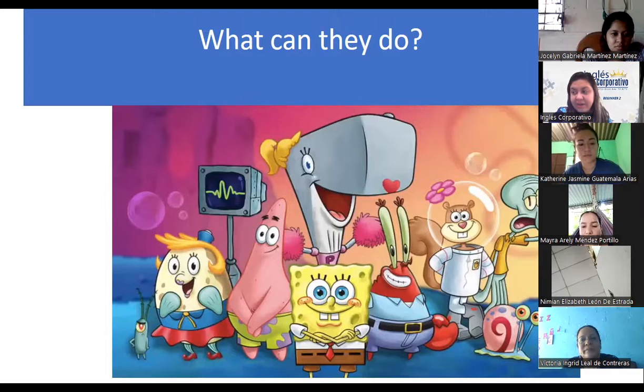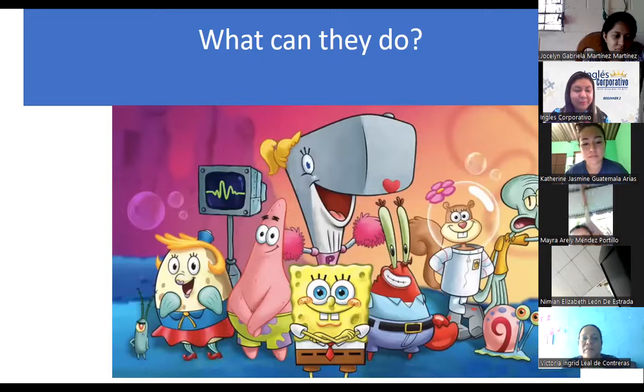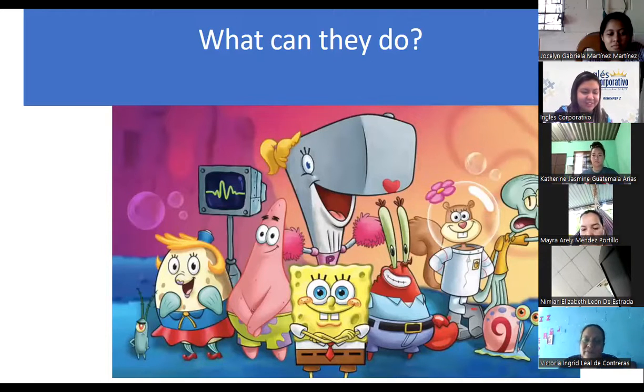Okay, what about Gary? Or Patrick, or Plankton, or Karen the computer? Gary can eat its food. Okay. Patrick is very dumb. Yes, Patrick is very dumb. But what can he do? I think he can catch jellyfish. He can be a good friend because he is SpongeBob's friend, right? So he can be a good friend.